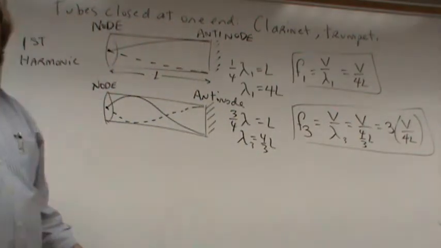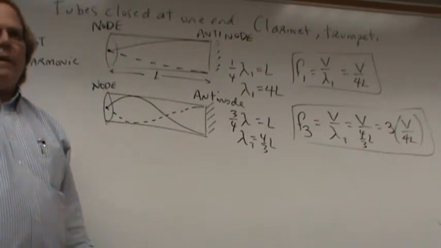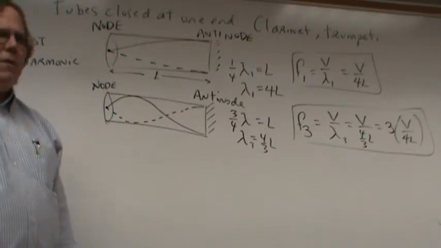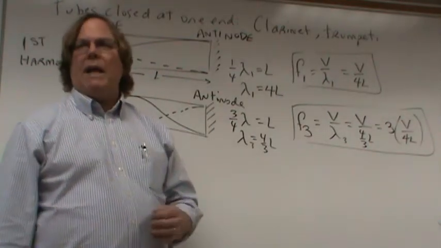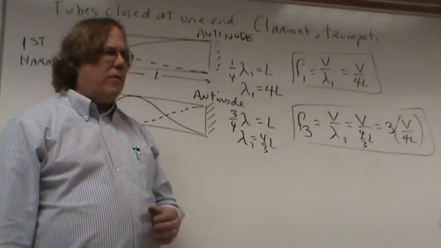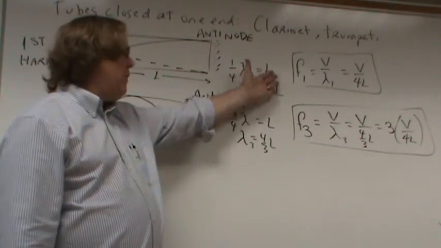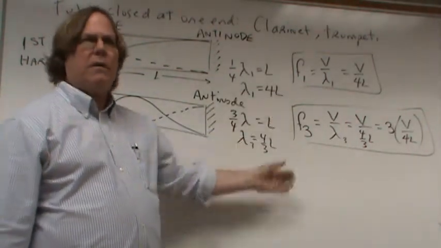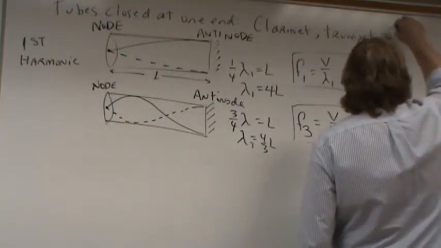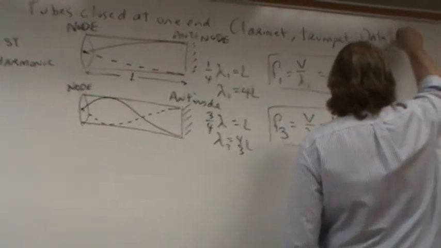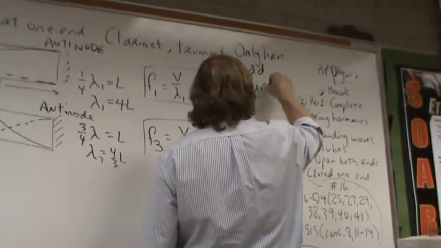Where's the second harmonic? I'll tell you, there is none. One of the things that makes clarinets and saxophones and trumpets sound as bright as they are is the sound is not muddled by having even harmonics. All you have with these instruments are the odd harmonics. Only odd harmonics.